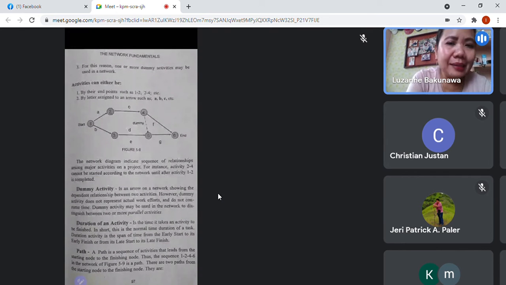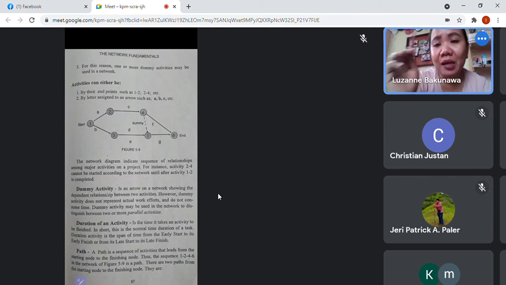Now, a path is called a sequence of activities that leads from the start node to the finishing node. So the sequence 1, 2, 4, 6, that is one path. 1, 2, 4, 5, 6, that is another path. Or 1, 3, 5, 6, that's another path. And then is 1, 3, 5, 4, 6 another path?